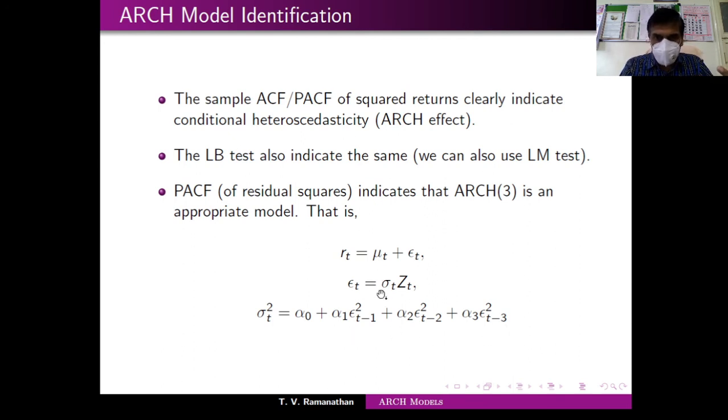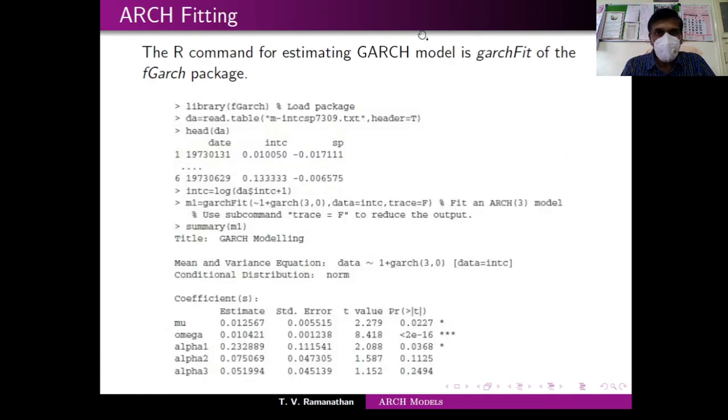Now the next step is, here that mu t thing is not there. So r t itself is epsilon t. So this is observable, and then you have this equation. So we need to now go for the estimation of this alpha naught, alpha 1, alpha 2, alpha 3. That's what we are estimating. And we have some restrictions like alpha naught should always be greater than 0, and these should be greater than or equal to 0. So you fit them.